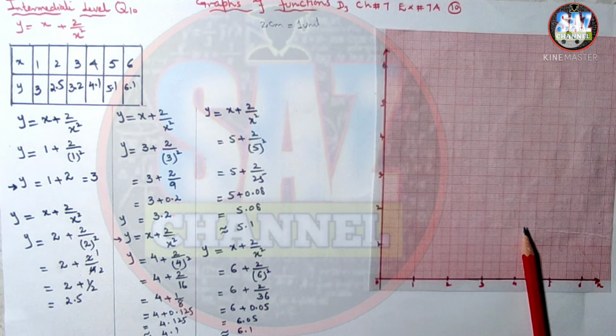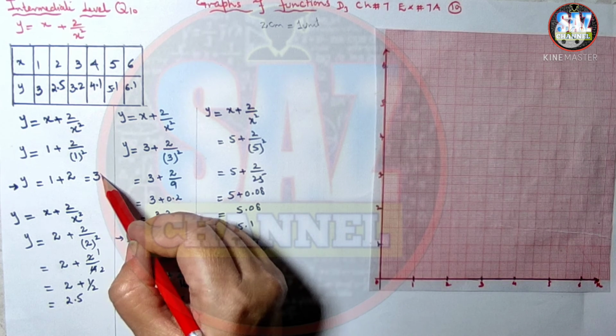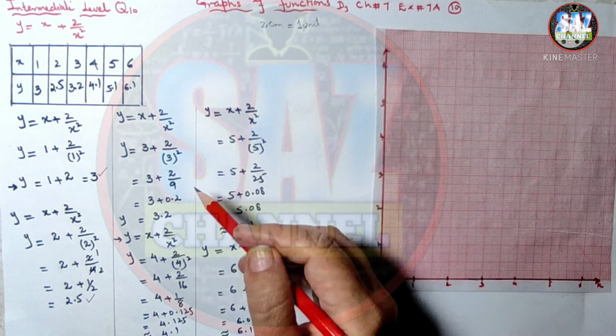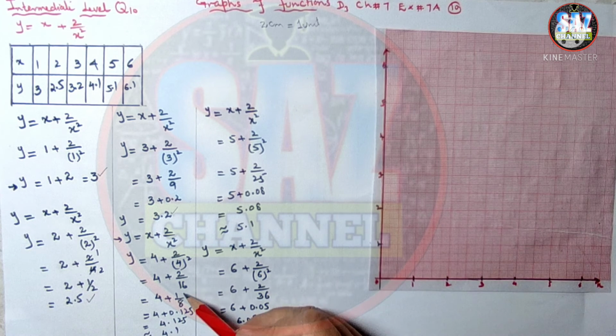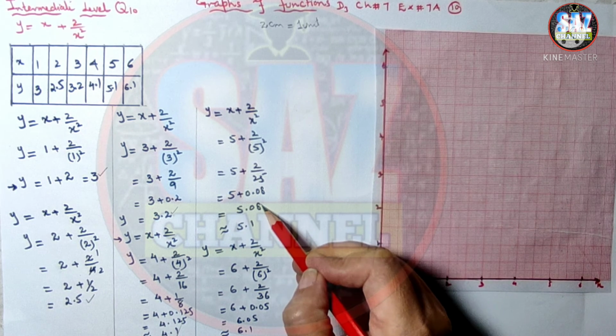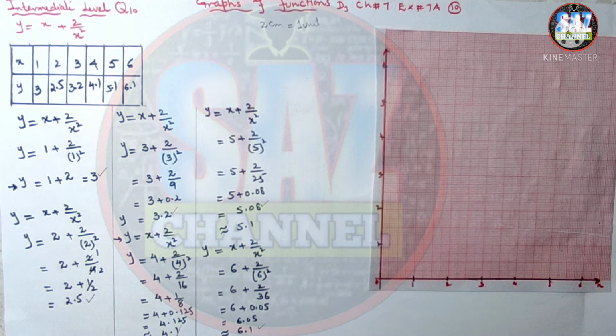And let me check whether I have inserted correct values. Yes, for x equal to 1, y is 3. For x equals 2, y is 2.5. For x equal to 3, this is 3.2. For 4, this is 4.1. For 5, this is 5.1, and then 6.1.